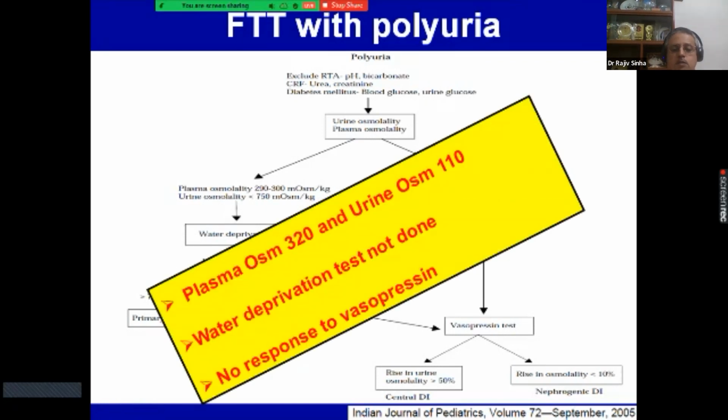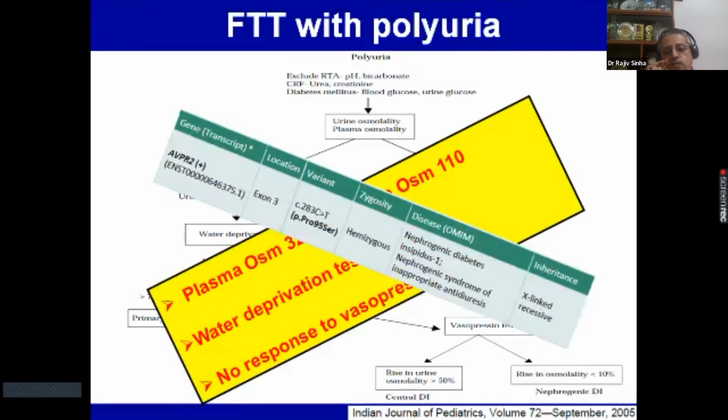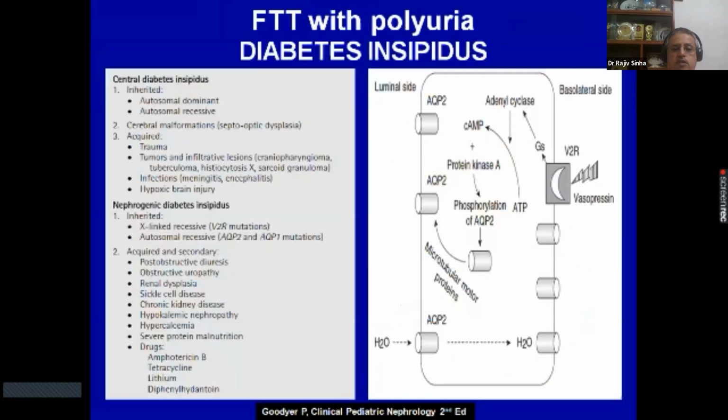In our child, the plasma osmolality was 320, urine osmolality was 110. So we were thinking of NDI. Water deprivation test was not required. We went for a vasopressin challenge test, and there was no response to vasopressin, and the child had a diagnosis of nephrogenic diabetes insipidus, which was further confirmed by the genetic testing. Nephrogenic diabetes insipidus usually is caused by either mutation in the vasopressin receptor or in the aquaporin, and it can be X-linked or autosomal recessive respectively.